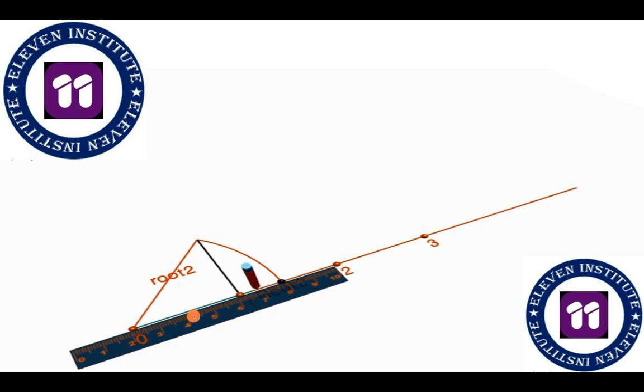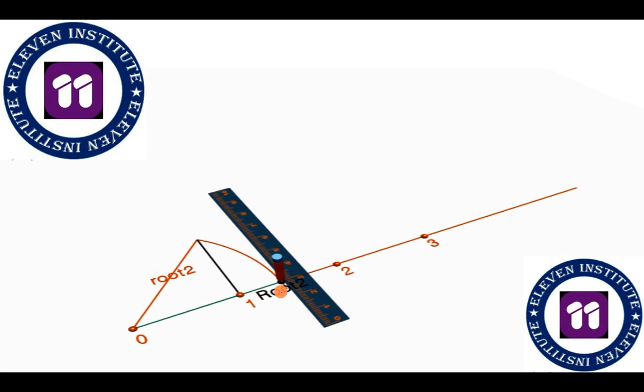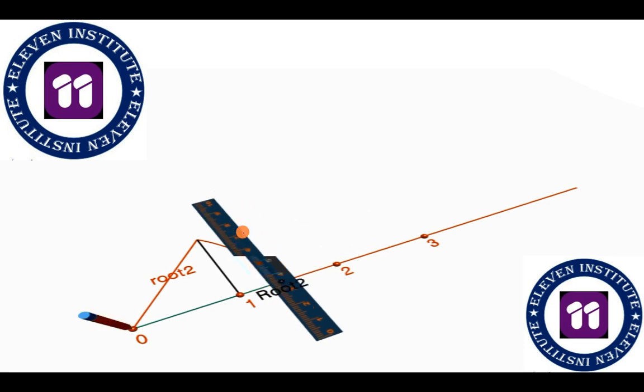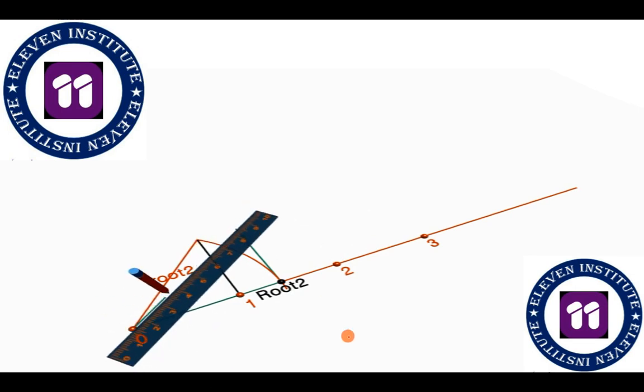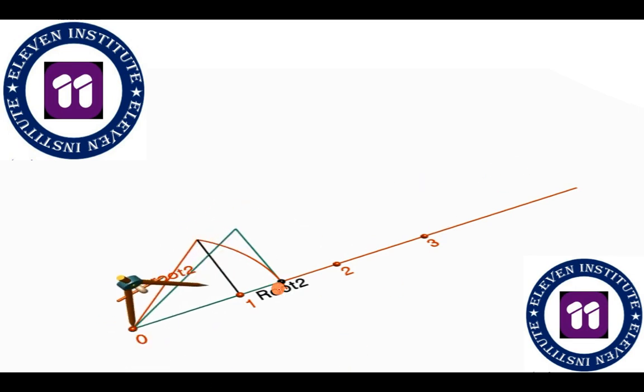Now we will draw the base over here, right? Root 2. Then again a perpendicular line of 1 unit over here. And now we will again join the hypotenuse. Fine. So the length of this hypotenuse is now root 3. And when I draw the arc, I get root 3 over here.